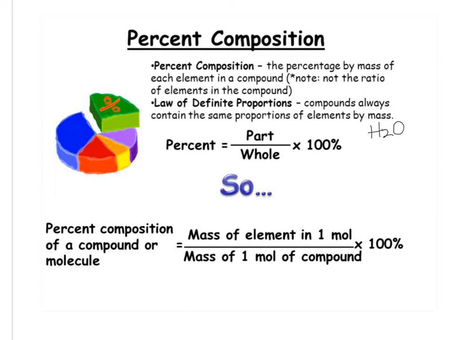So a percent is just the part divided by a whole times 100. It's kind of like figuring out your grades. So the formula would be percent composition is the mass of an element in 1 mole divided by the mass of 1 mole of the compound, and then times 100 to get a percentage.